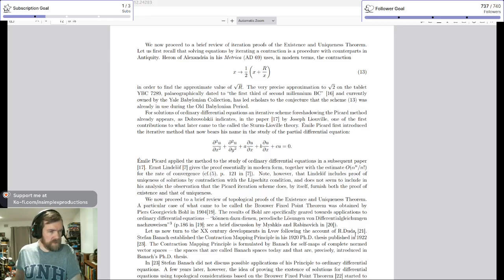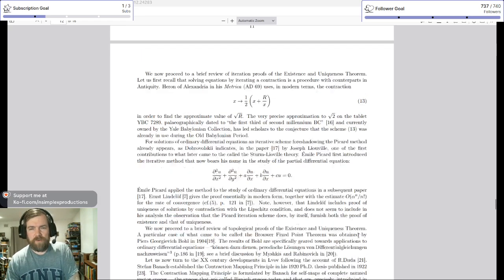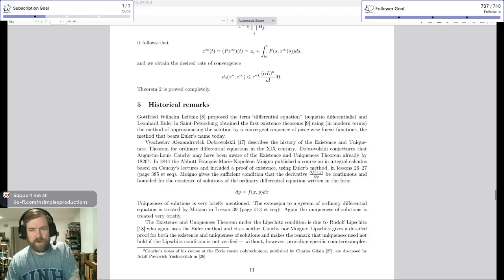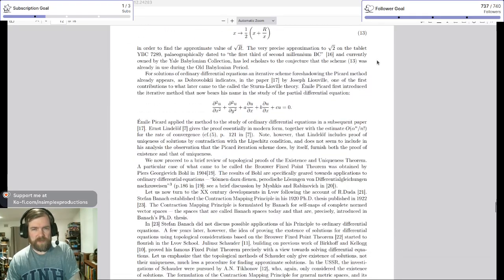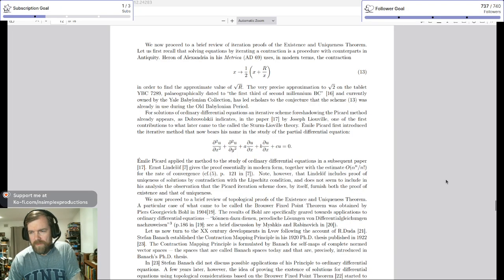That's pretty bonkers. Much longer historical remarks section than you were expecting. Yeah, I was expecting that one page, that couple of paragraphs, was going to be it. I was going to go to the next page and it's like remarks or acknowledgments or whatever.